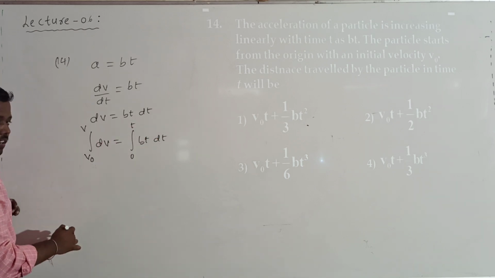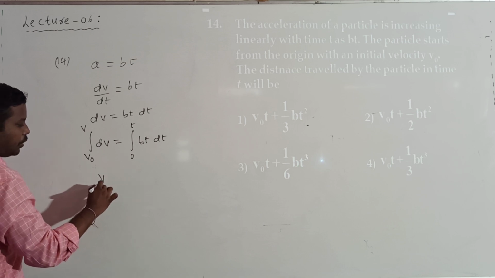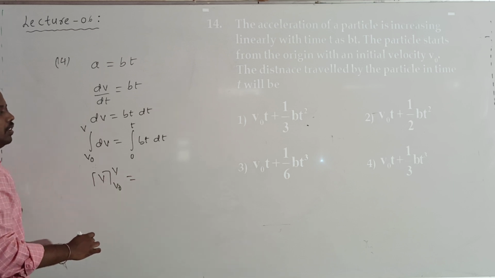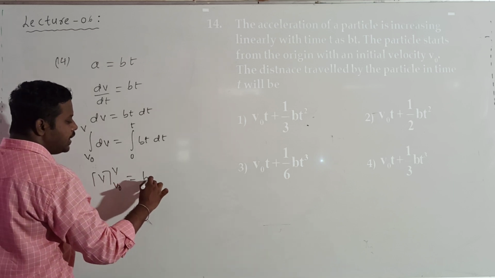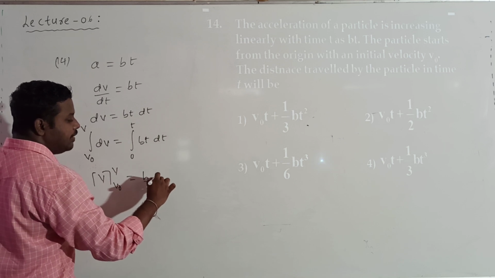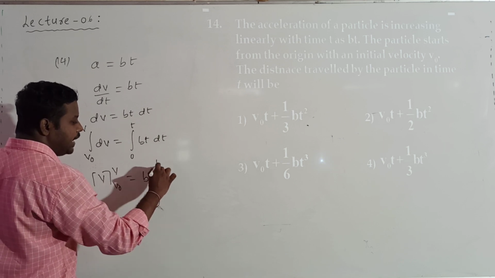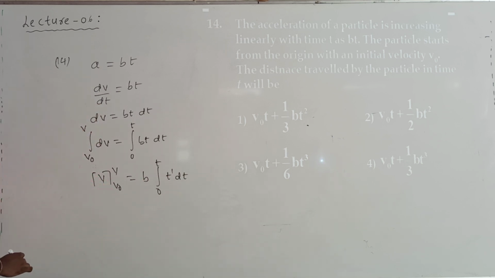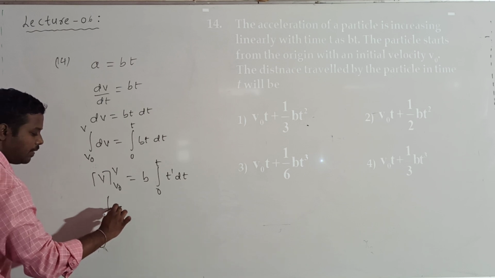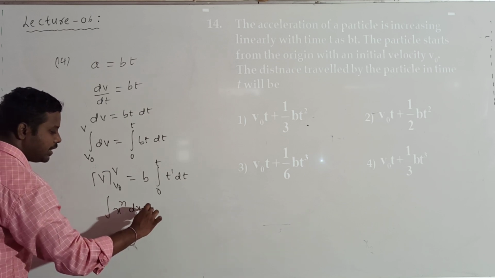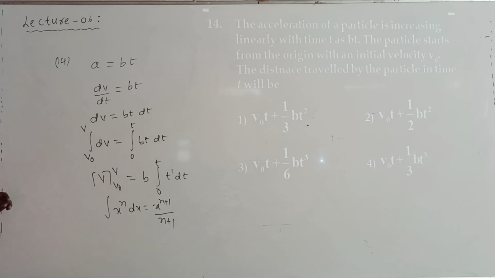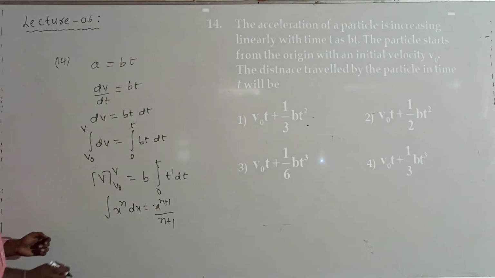What is the integration of dv value? Integration of dv is nothing but v, with the limits given by v0 to v. Here b is constant. What is the integration of t into dt value? I will write it in the next step. t into dt, t power nothing is there means 1. What is the integration formula of x power n into dx? Integration of x power n into dx is equal to x power n plus 1 divided by n plus 1. So use that relation for calculating the integration of t value. Then what will I get?